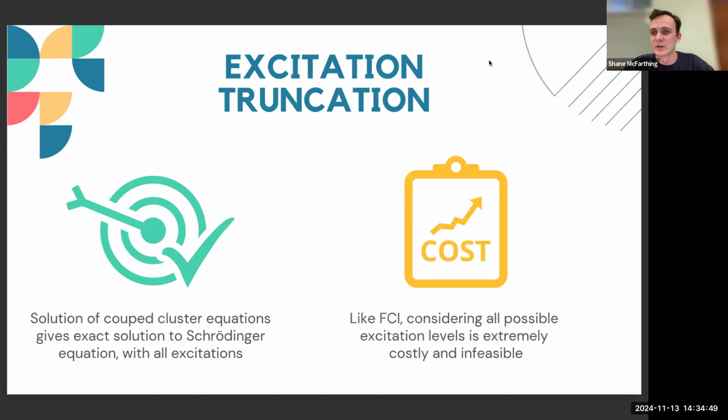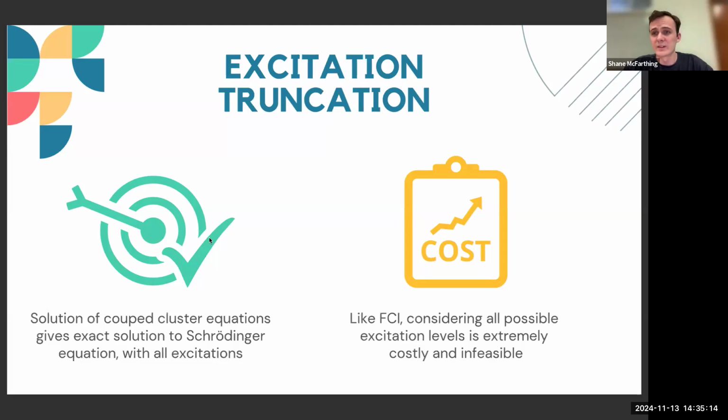And that scales exponentially because of the way that we choose how many times we can move electrons around and how many possible ways. So we typically have to perform a truncation where we only consider the excitations up to a certain level. So maybe you could say, I want to consider only up to singles and doubles, and I'm going to neglect everything higher order than that.